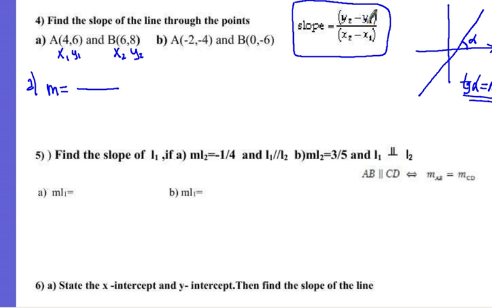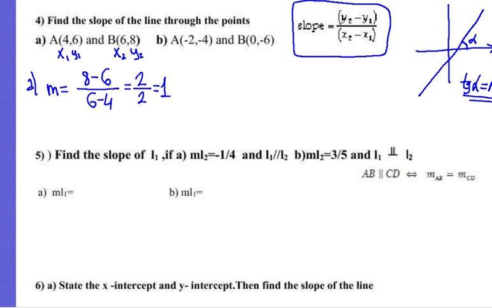we have y2 minus y1, which is 8 minus 6, over x2 minus x1, which is 6 minus 4, and it gives 2 over 2. So slope is equal to 1. Okay, this is B, this is A.